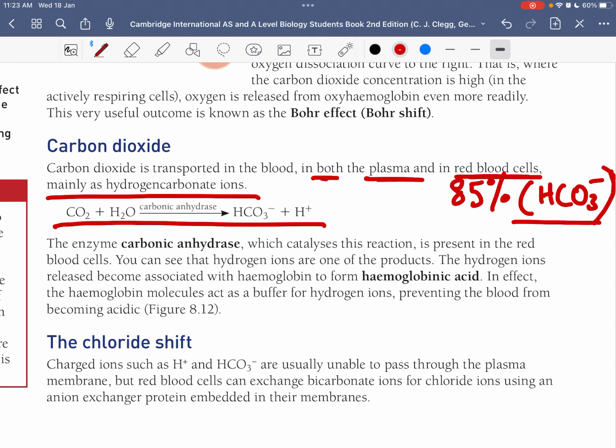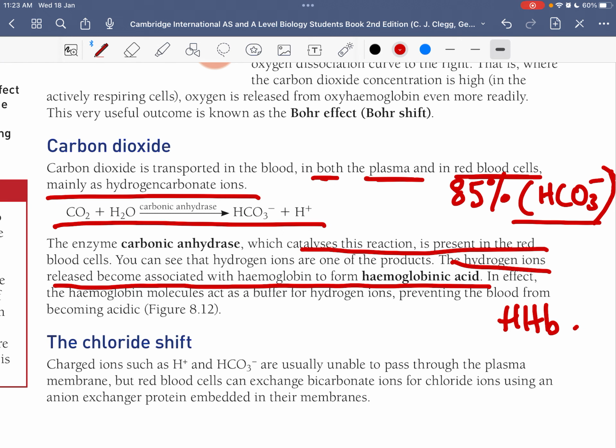The enzyme carbonic anhydrase which catalyzes this reaction is present in the red blood cells, and the hydrogen ions, we all know they will quickly become associated with hemoglobin to form hemoglobinic acid, which is HHb. In effect, the hemoglobin molecules will act as a buffer for hydrogen ions, preventing the blood from becoming too acidic. Right now, this is not our concern. Our concern is to understand the transport of carbon dioxide in the body and also to understand the chloride shift. Let's first dig deep into the chloride shift.